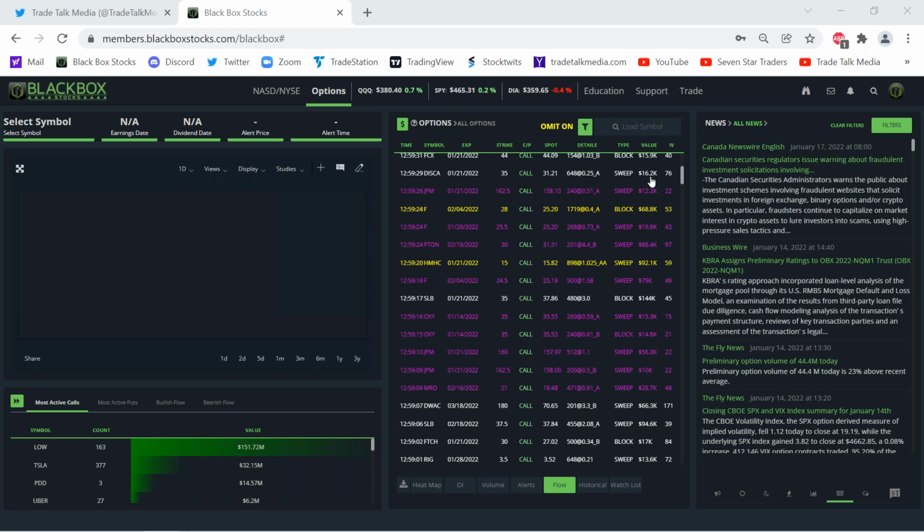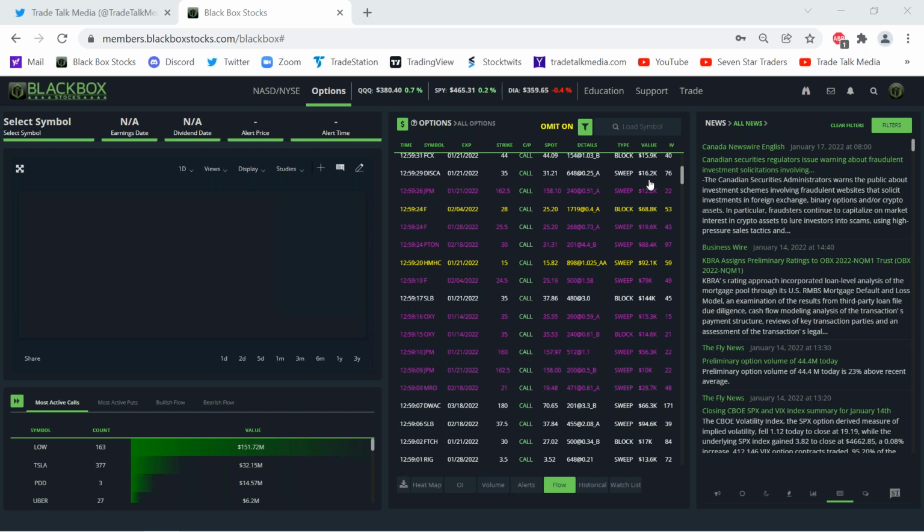The value is 16.2K. So we're going to look at that size, time, and urgency, right? So that's the size factor. Someone putting $16,000 into a trade is not something we're going to follow. It's just not. Now, if you have a $3,000 account, a $16,000 trade is a huge trade for you.